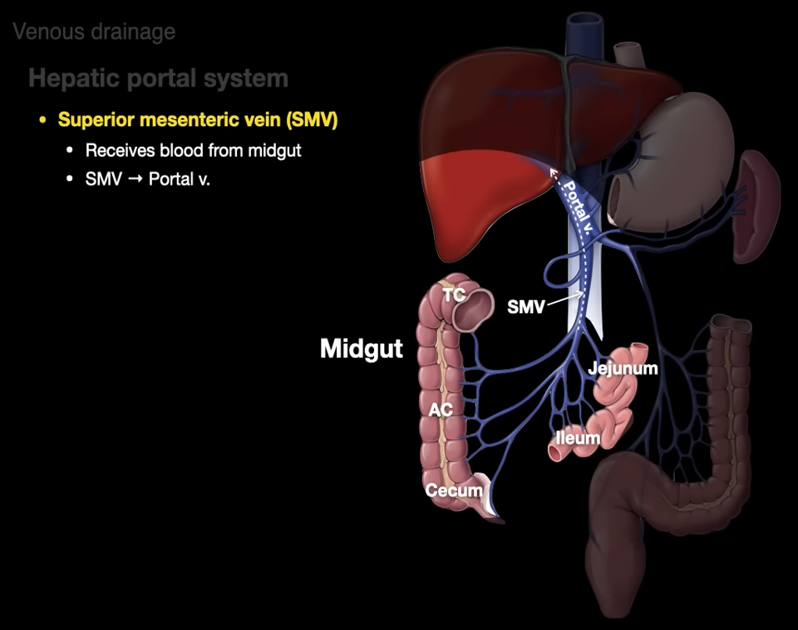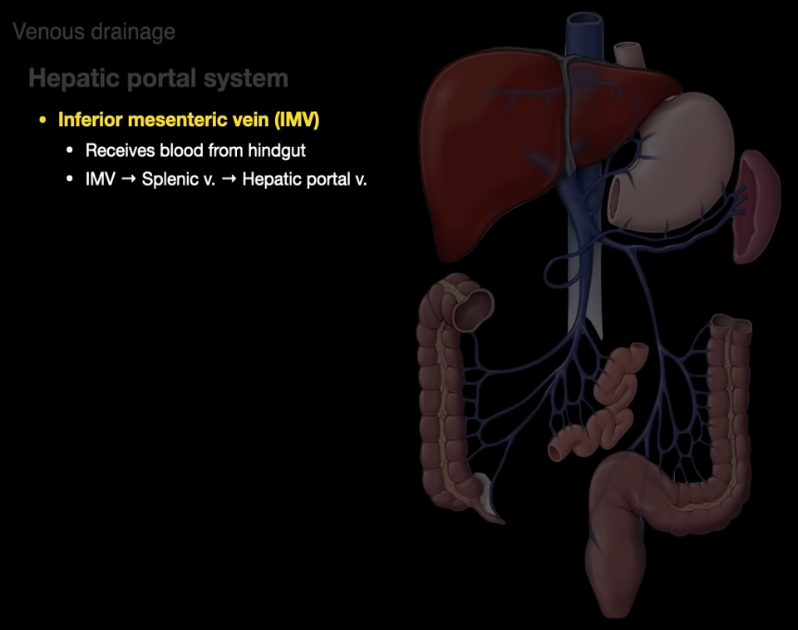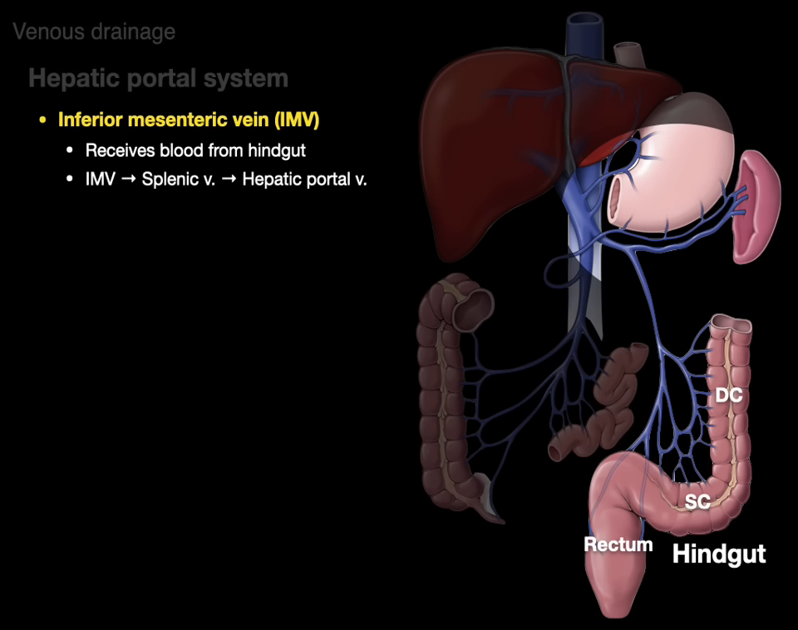And finally, the inferior mesenteric vein receives blood from the hindgut, and the IMV goes to the splenic vein, which goes to the hepatic portal vein, which goes to the liver. So there's our hindgut with the descending colon, sigmoid colon, and rectum. And there's the inferior mesenteric vein going into the splenic vein, going into the portal vein, into the liver.